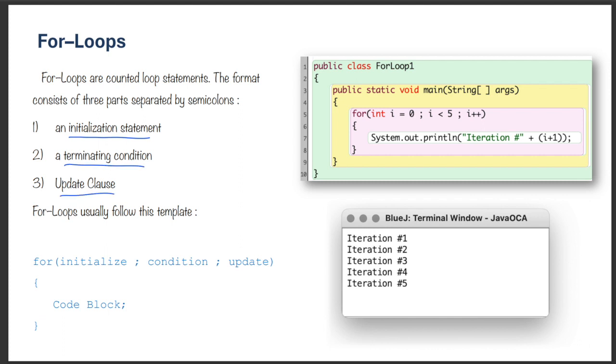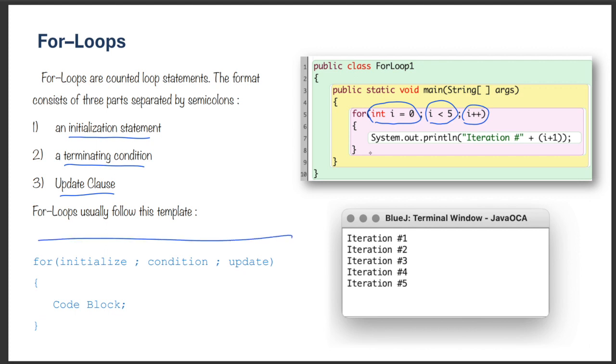And if we look over here in the example to the right, we have the initialization statement. We are initializing a variable i to 0. We have the terminating statement: as long as i is less than 5, the loop will run. Once it's 5 or greater, it will terminate. And the update clause: i is being incremented by 1 after each iteration.